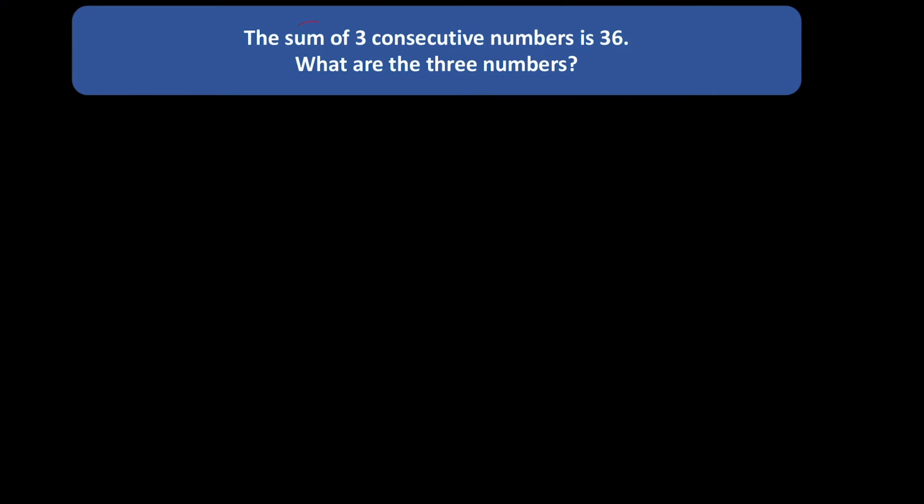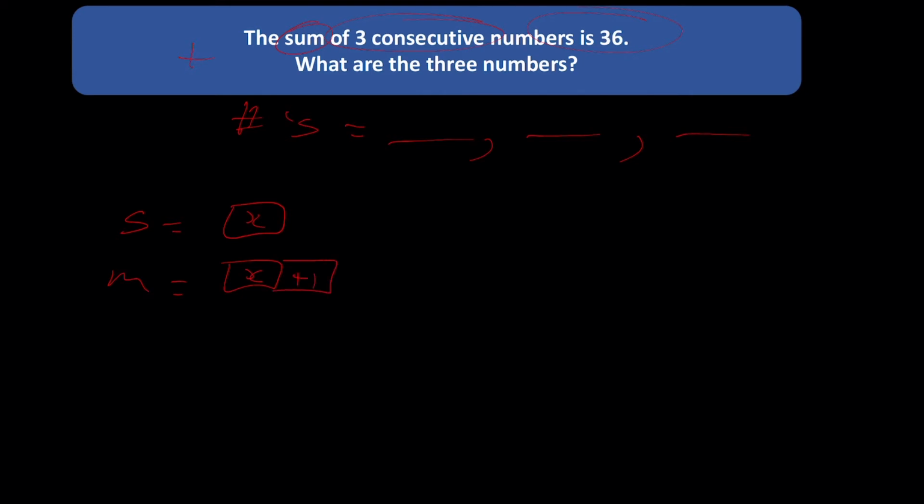All right, so sum again means plus. We have 3 consecutive numbers, so the 3 numbers are going to be up here, and they're going to be equal to 36. So the smallest number I'm setting to x. The middle number is x plus 1, and the larger number is x plus 2. Okay, because we are comparing back to x, so it has to be plus 2, because it would be 2 away on a number line.